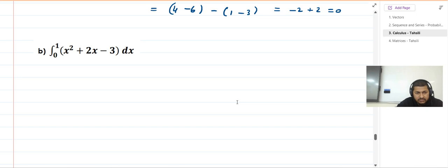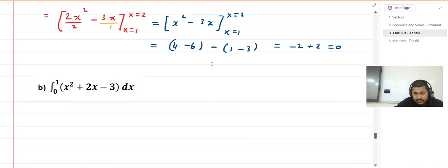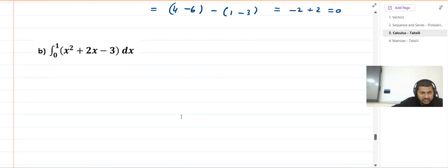Next function, I have the integral from 0 to 1 of this function here. Let's solve this. So I have x cubed over 3 plus 2x squared divided by 2 minus 3x.